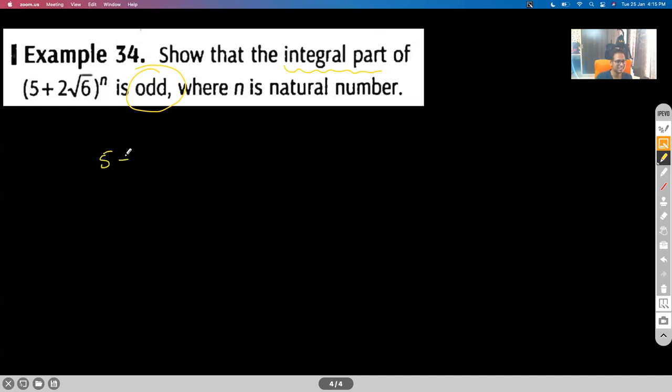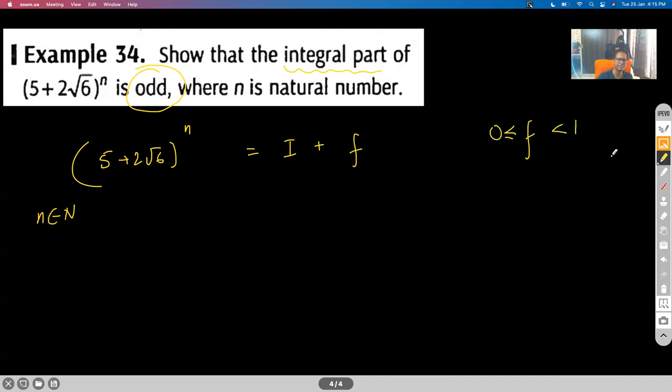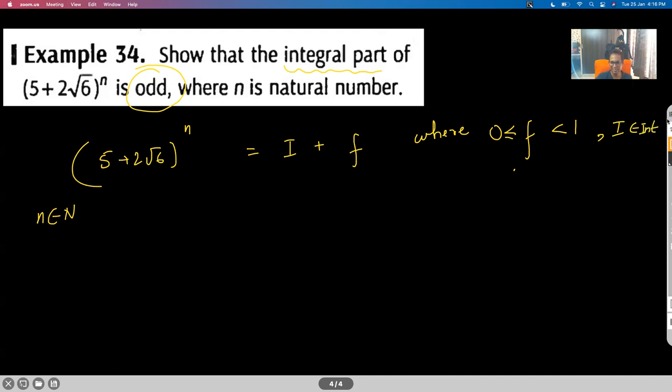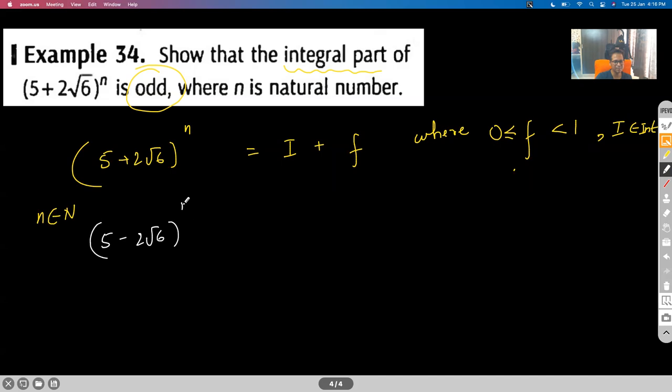See, let's say this expression, n being a natural number, gives you I plus f, where f is some fractional part which lies between 0 and 1, and I is some integer part. Actually I've written I, that itself means integer, so no need to explain what is I here. Now let us consider an expression like this.